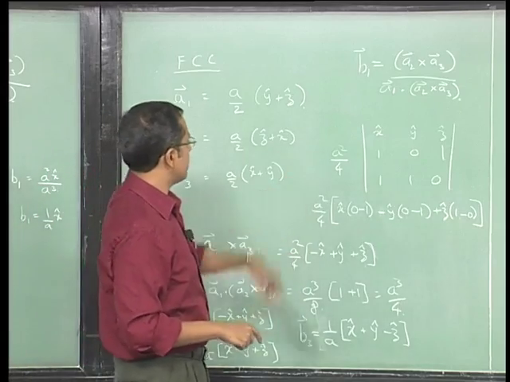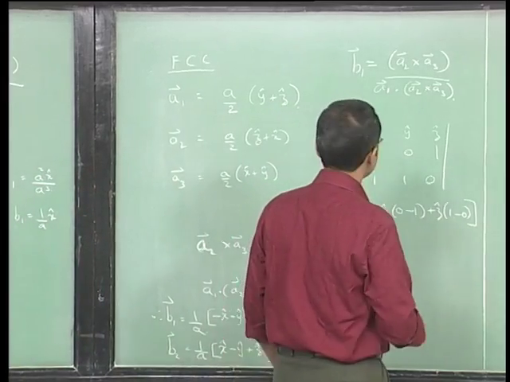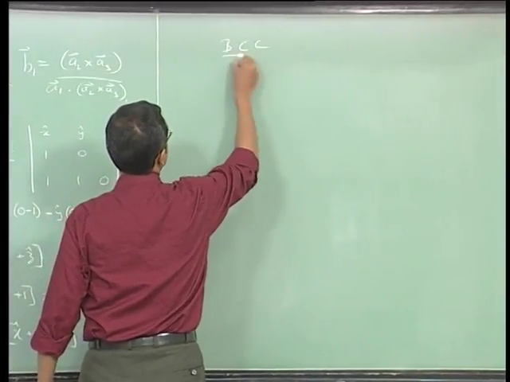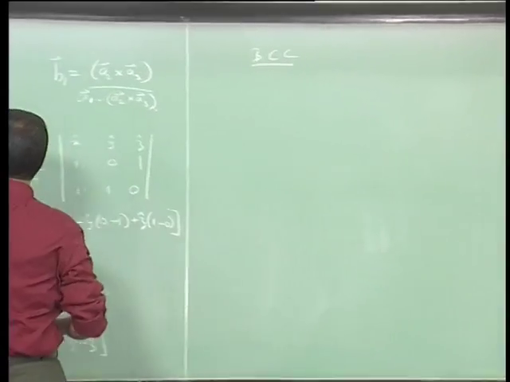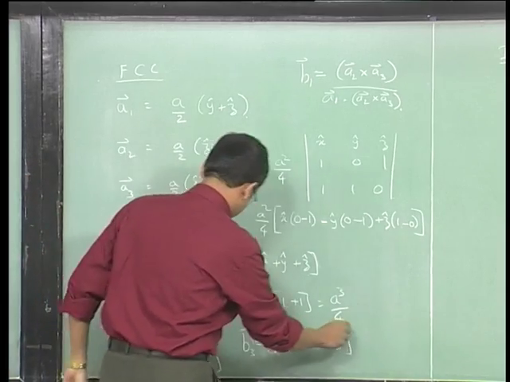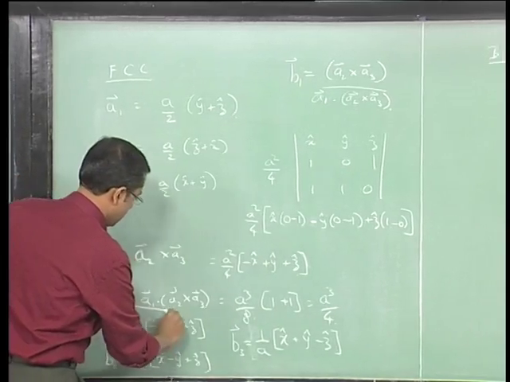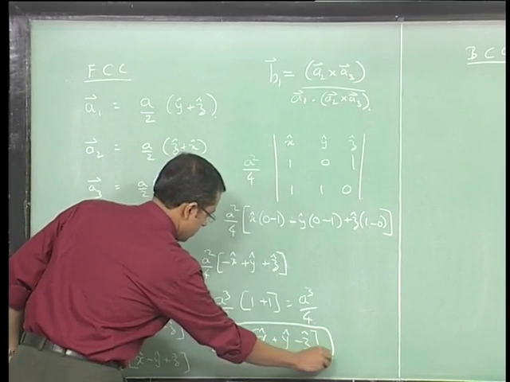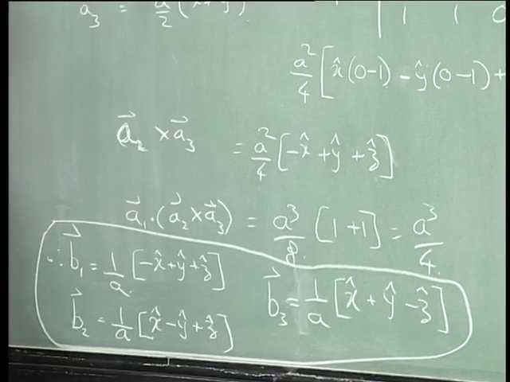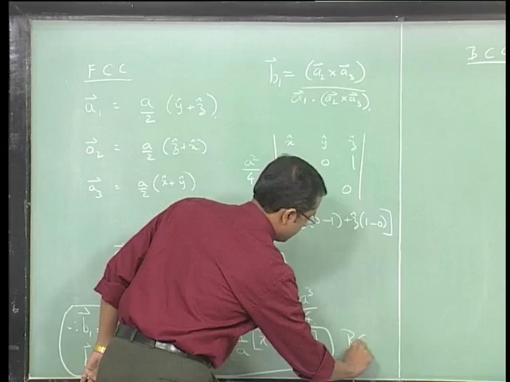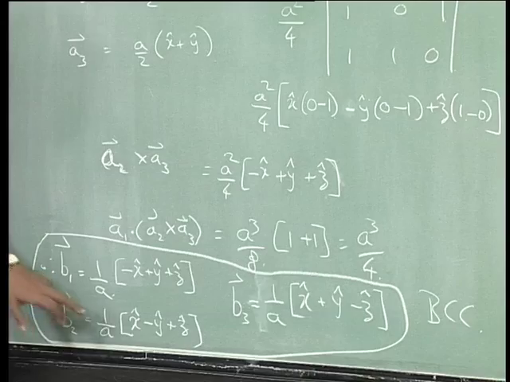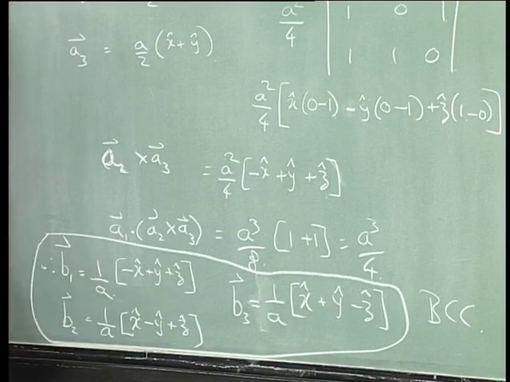The last thing we will do is for the BCC structure itself. So we are starting with the BCC structure. Here we started with an FCC structure and we have arrived at a BCC structure. So this our result here is BCC. It is in reciprocal space, that is why we have 1 by a. As I just mentioned, let us not worry about 1 by a.